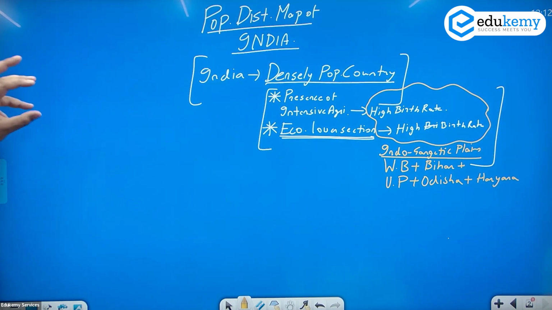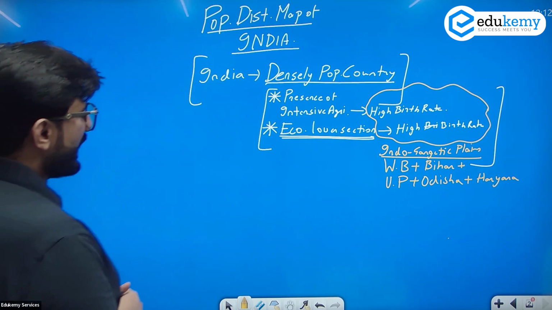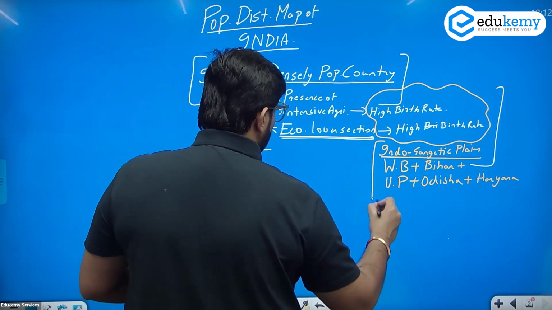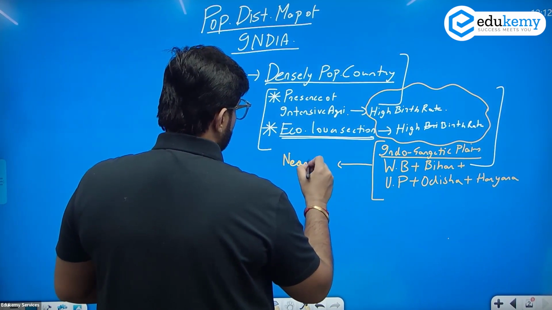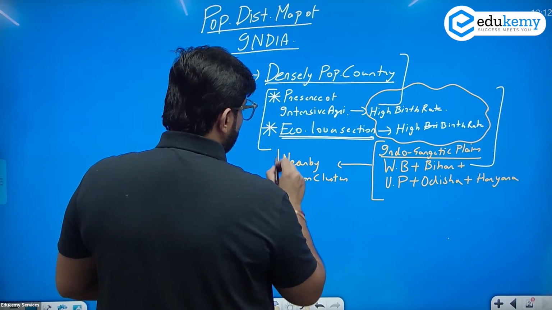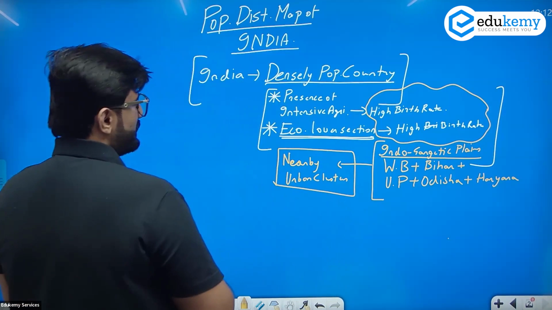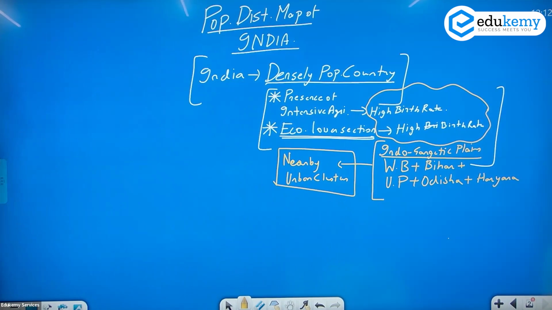Now, most of these people that are born in these regions have generally migrated to the nearby urban clusters. Wherever we are having an urban cluster, as you know, the urban areas are relatively more populated due to the economic opportunities. That is why, guys, these people have moved to the nearby urban clusters.